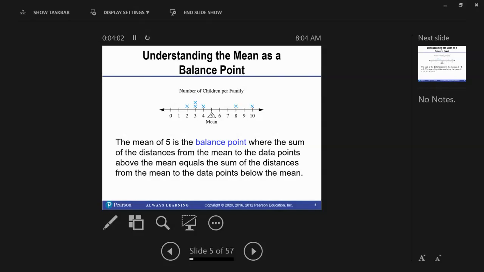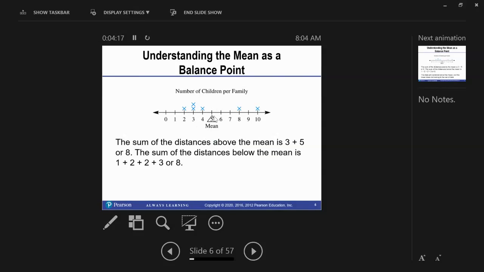Okay, the mean of 5 is what we call the balance point, where the sum of the distances from the mean to the data points above the mean equals the sum of the distances from the mean to the data points below the mean. So when I look at that on this dot plot, when I look over to the right, I have the points 8 and 10. And over to the left, I have 4, 2 3s, and a 2. For this set of data, our mean is 5, and that's just because if I look to the right, my first point is 3 spaces above it. My second point is 5. Well, 3 plus 5 is 8.